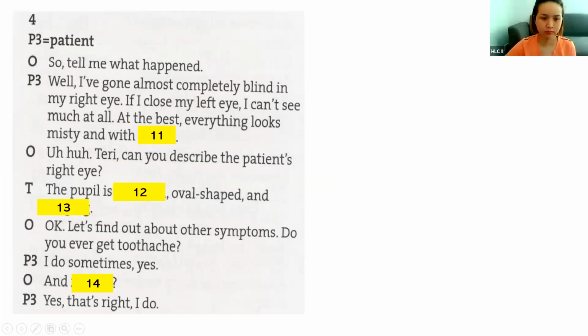4. So tell me what happened. Well, I've gone almost completely blind in my right eye. If I close my left eye, I can't see much at all. At the best, everything looks misty and with halos. Terry, can you describe the patient's right eye? The pupil is enlarged, oval-shaped, and bulging. Okay, let's find out about other symptoms. Do you ever get toothache? I do, sometimes, yes. And nausea? Yes, that's right, I do.